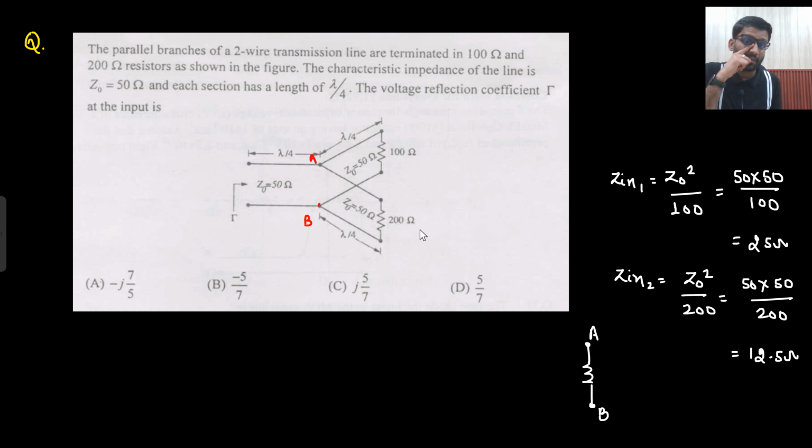AB, that here it would be 50 into 50 divided by 125, and this is 12.5. So 25 parallel with 12.5. So 25 into 12.5 divided by 37.5, 25 by 3. So this is your 25 by 3. So this equivalent will be 25 by 3. And then there is a transmission line.